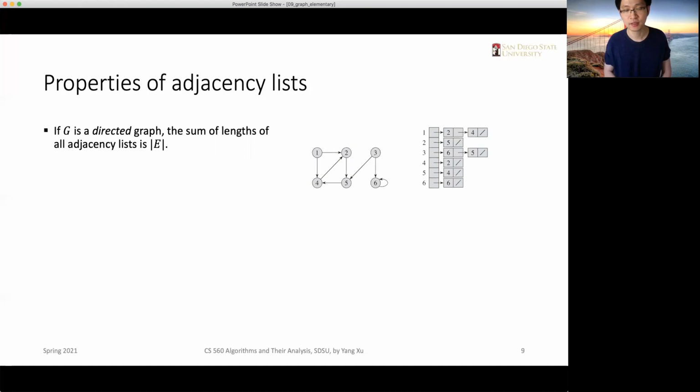Okay, so it's the same example from the previous page. We can simply count this. The first adjacency list, for vertex 1, has 2 elements, right? So that is 2. So we sum up the lengths of all adjacency lists. That will give us 8.